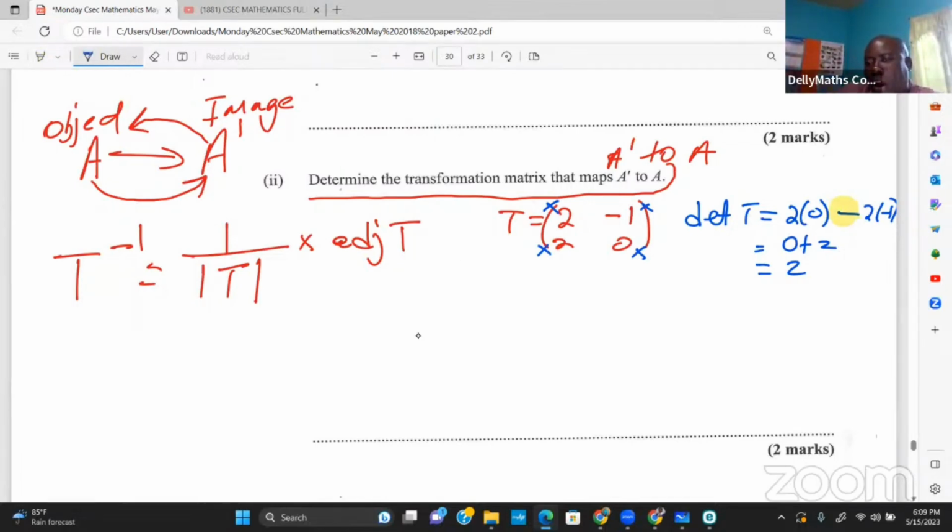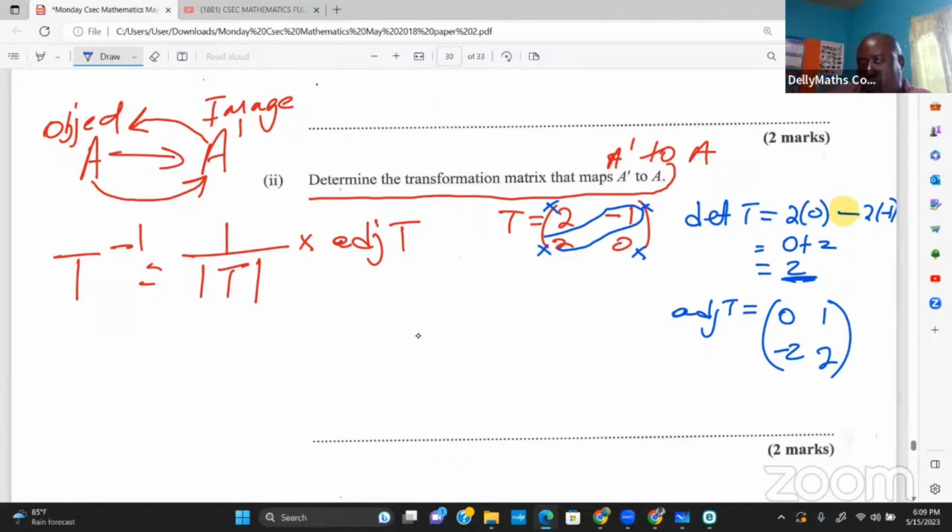So the determinant of the matrix T is 2. Now let us just write the adjoint right there. The adjoint of T is simply to switch the elements on the main diagonal. So the 0 will come here and the 2 will come here. And then we're going to change the sign on the other diagonal, which is this one. So the -1 becomes positive and the +2 becomes negative. So there comes the adjoint. So it is 0, 1, -2, 2.